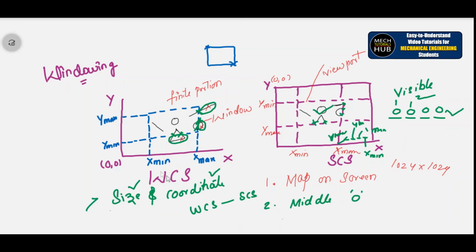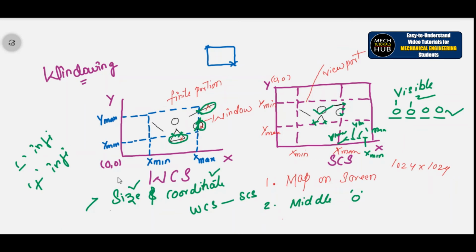Okay, the coordinates of the world coordinate system will range from minus infinity to plus infinity. There won't be any limit; it is endless.